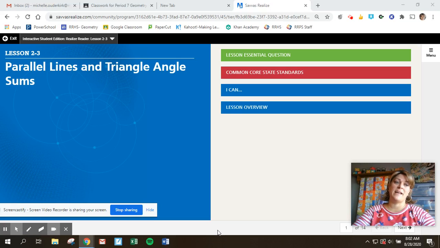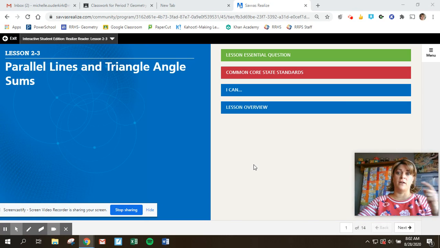Parallel lines and triangle angle sum. This lesson, lesson 2.3, is a very important lesson. So make sure you go through every slide. Make sure you understand every rule, theorem, postulate, because all this information will come back all year long.